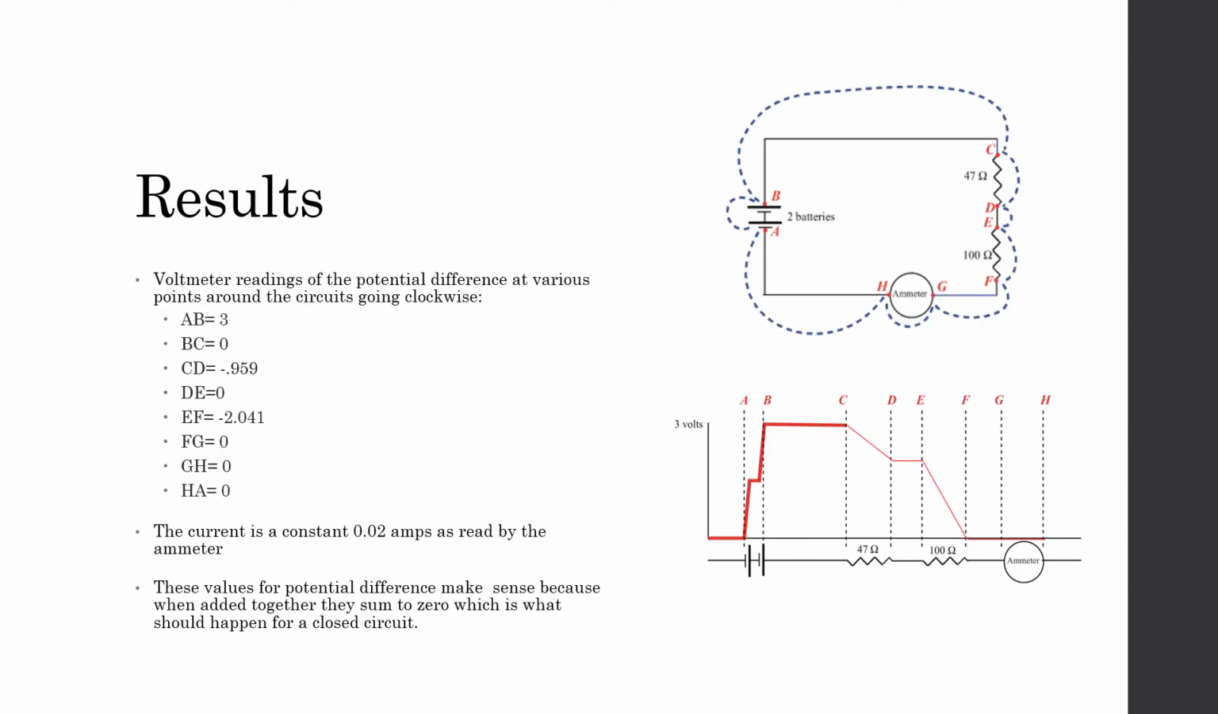I then took voltmeter readings of the potential difference at various points around the circuit going clockwise. The current remained at a constant 0.02 amps as read by the ammeter. These values for potential difference make sense because when added together they sum to 0, which is what should happen for a closed circuit.